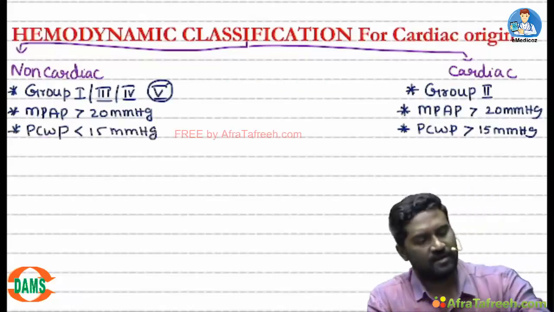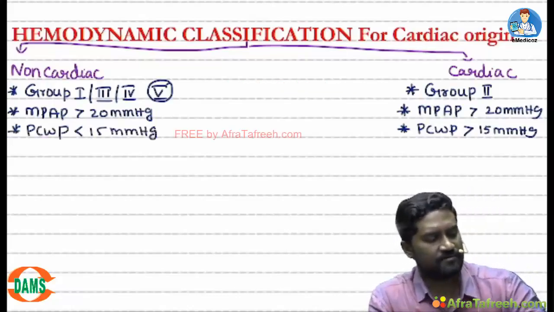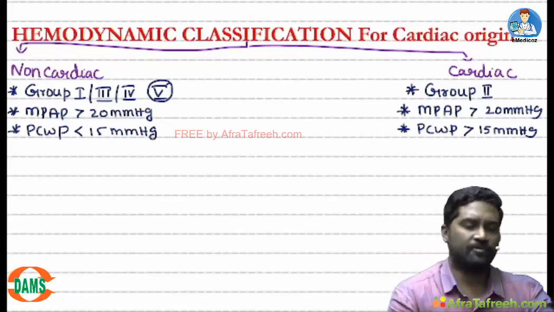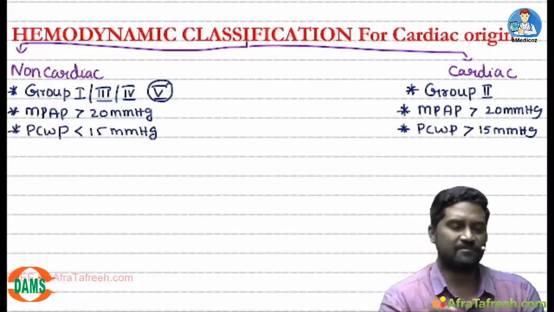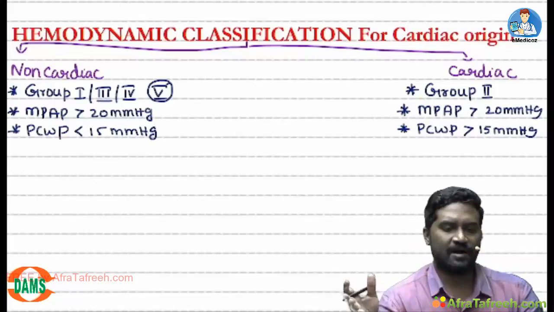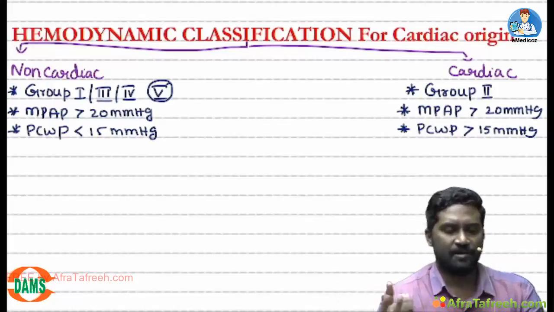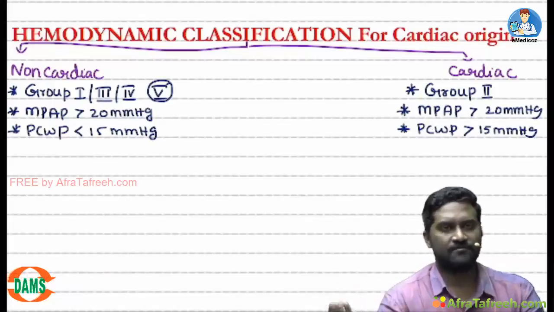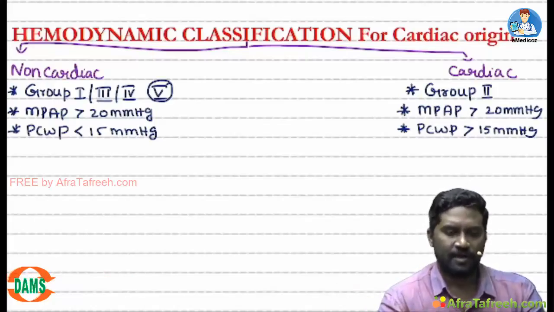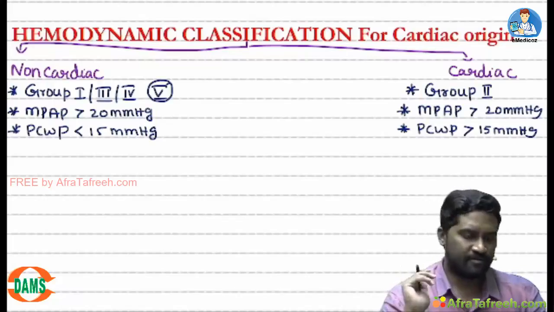See students, in ARDS the reference value is 18. This was given by a separate group of people. They have taken the reference value as 15. So generally the reference value for significantly high pulmonary capillary wedge pressure is usually more than 15 to 18. Because this was given by another group of people, they have taken 15 as the reference value.